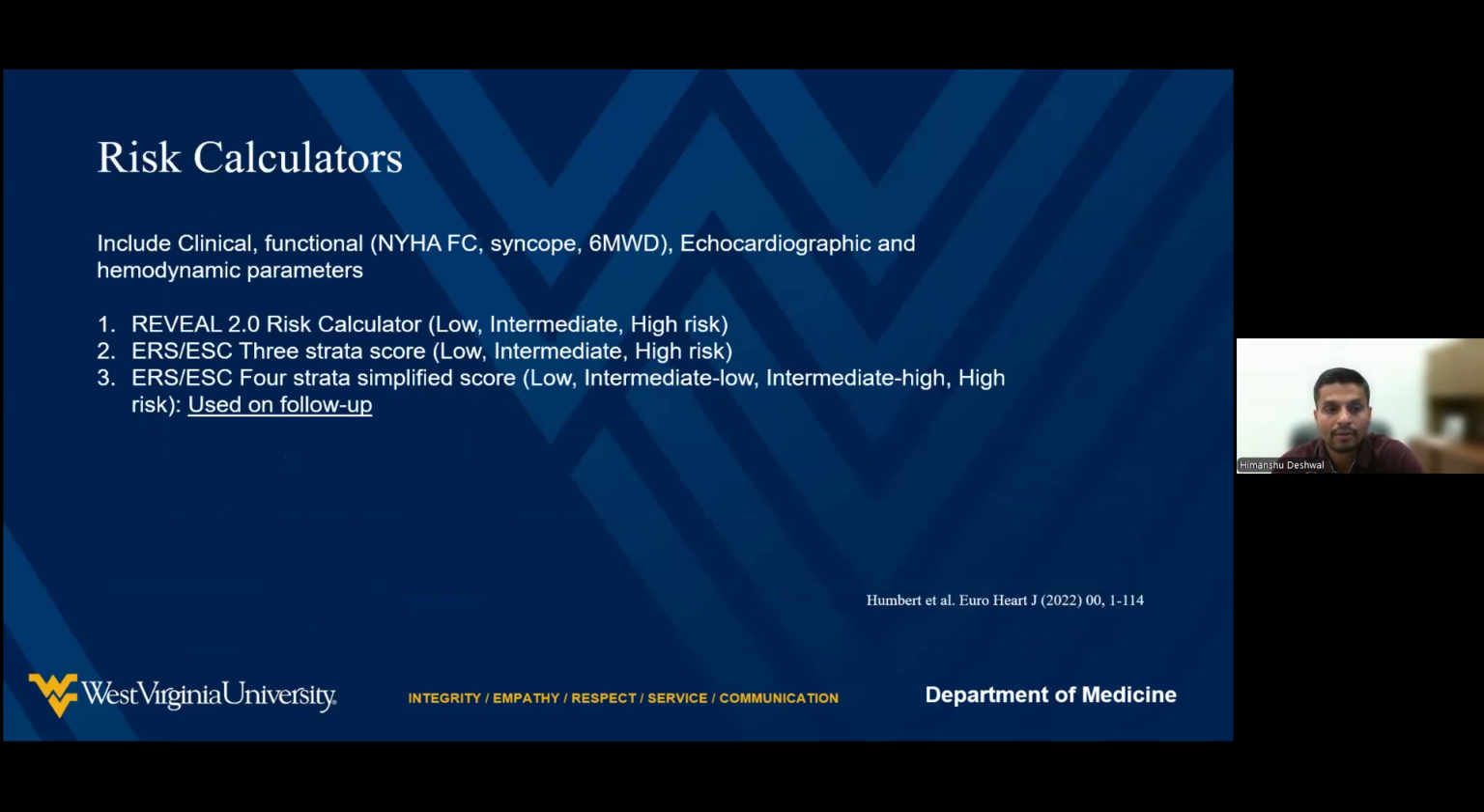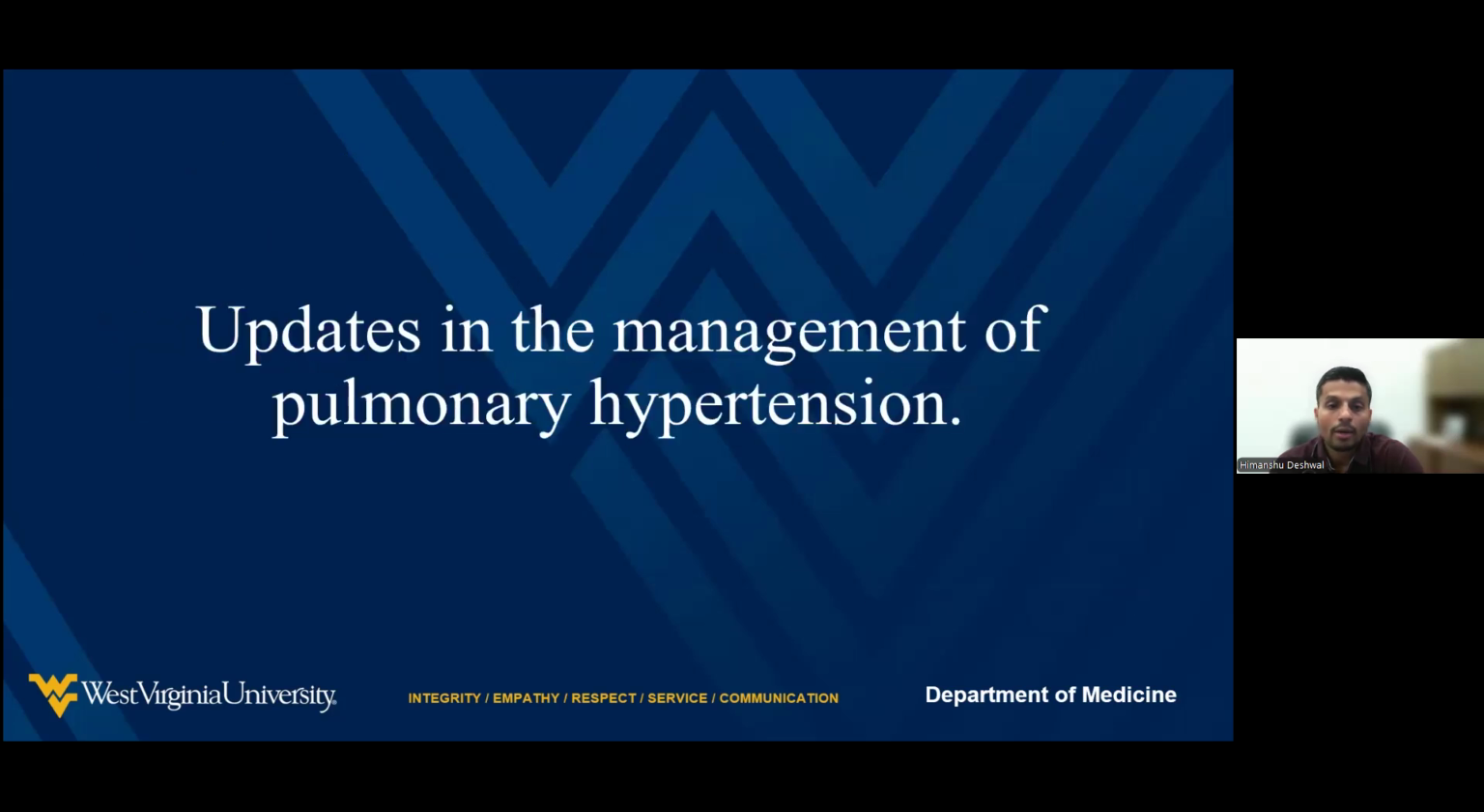And these are the scores that we talked about. There's a REVEAL 2.0 risk score. You can easily find it on MDCalc. And then there are these European scores that we often use as well. Okay. Now, what are the updates in the management once we've diagnosed pulmonary hypertension?